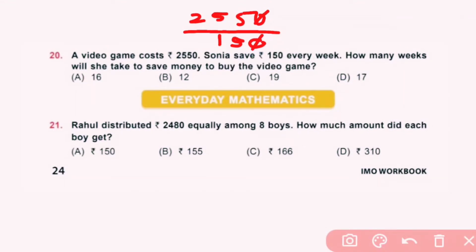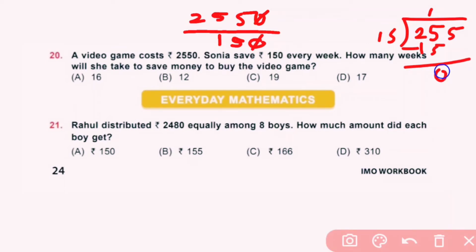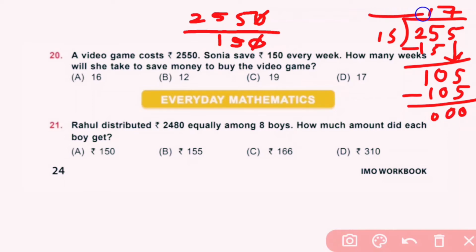Here we divide 255 by 15. 15 ones are 15. Here 5 minus 5 is 0 and 2 minus 1 is 1, and this above 5, and 15 sevens are 105. So she needs to save 150 rupees for 17 weeks. So here D is the correct answer.